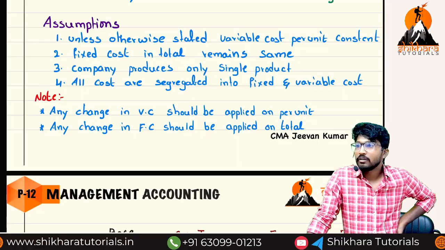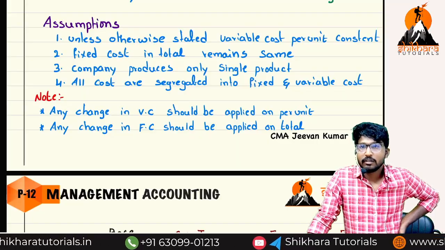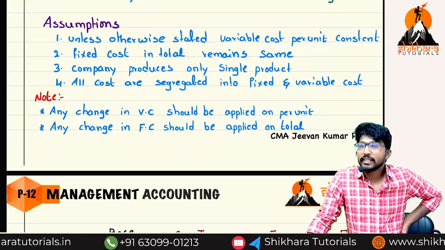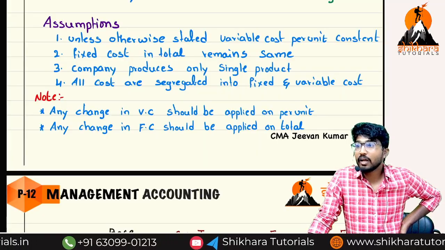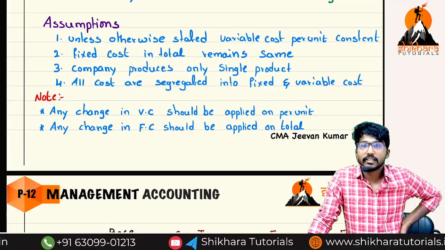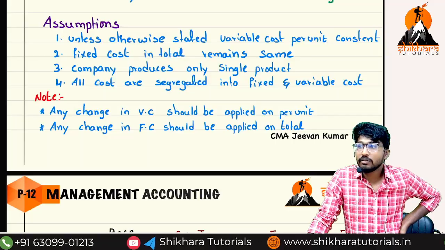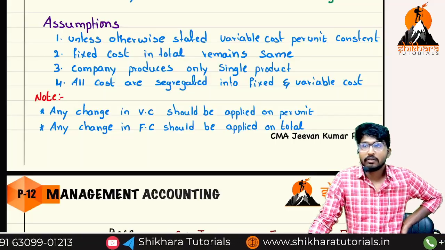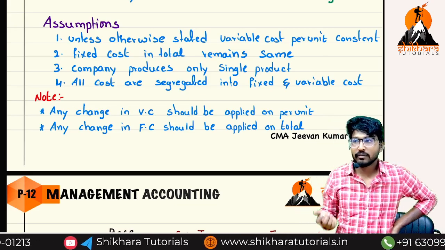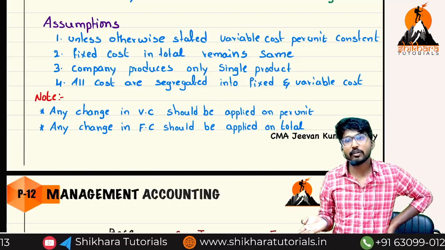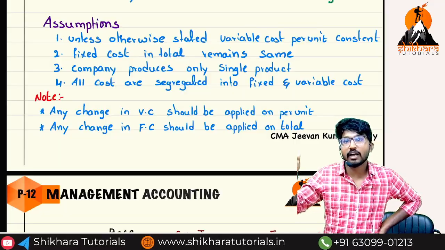That means whenever you have to say something about something, always say in constant terms. Variable cost in total always changes. It is determined by number of units. Fixed cost per unit also always changes. When output increases, fixed cost per unit decreases. When output decreases, fixed cost per unit increases. When it comes to variable cost per unit, it is always constant.